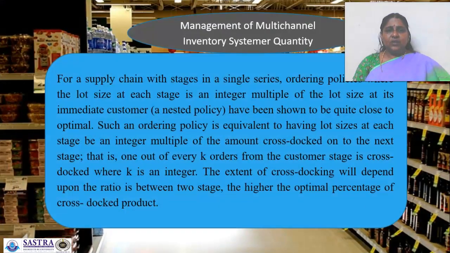In a supply chain with the stages in a single series, ordering policies where the lot size at each stage is an integer multiple of the lot size at its immediate customer are nested policies, which have been shown to be quite close to the optimal. Such an ordering policy is equivalent to having the lot size at each stage be an integer multiple of the amount cross-docked to the next stage.